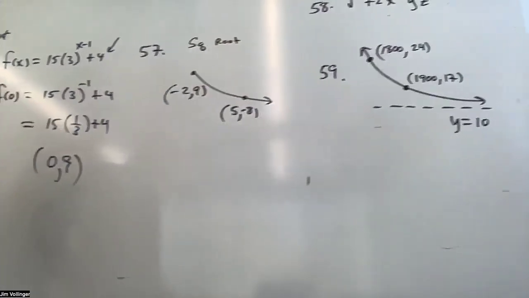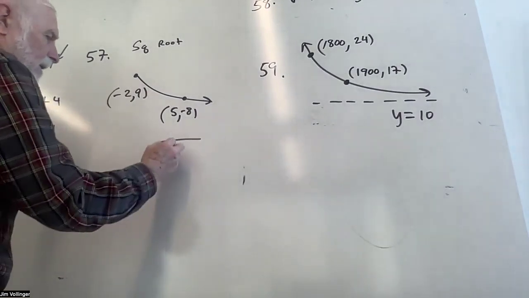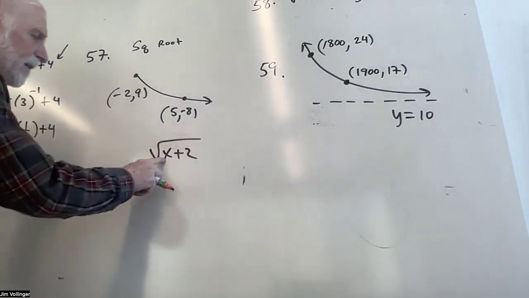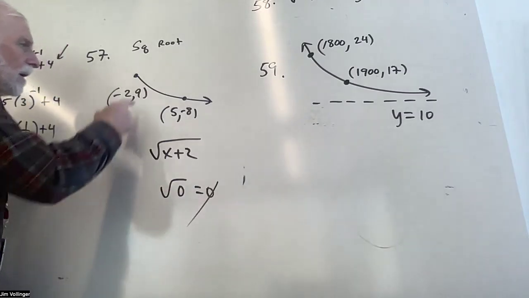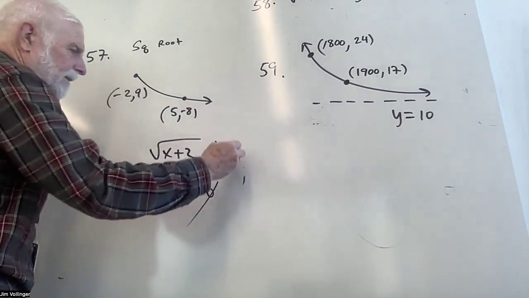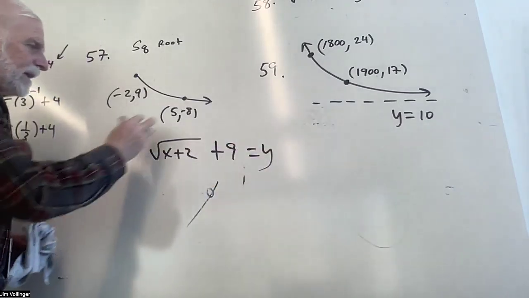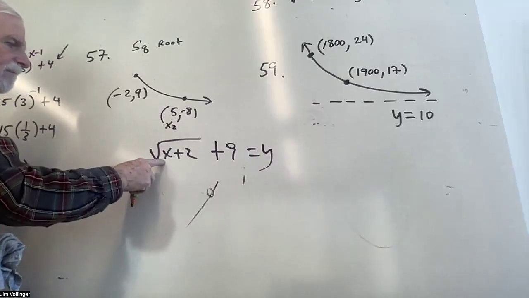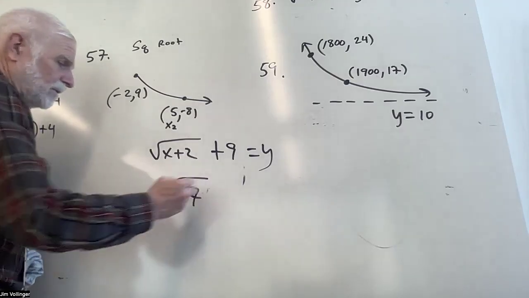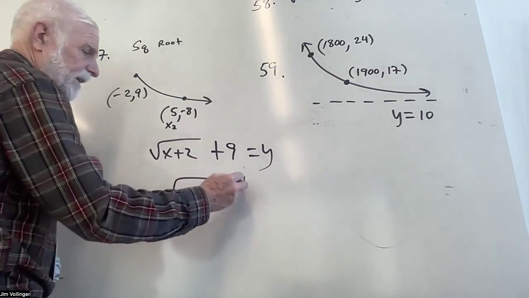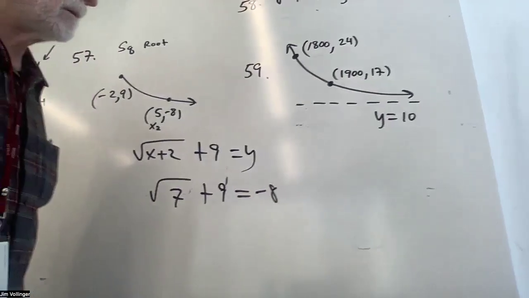Square root. Hope you can just look at it and say, oh, it starts at negative 2. I'll write x plus 2. Drop negative 2 in, you get the square root of 0, which is 0. I don't want 0. I want 9. Write 9. Now, when I drop 5 in, my second x, I don't know what you get. You might say 7. I think you get the square root of 7 plus 9. And we all know that equals negative 8. So I guess I'm done.